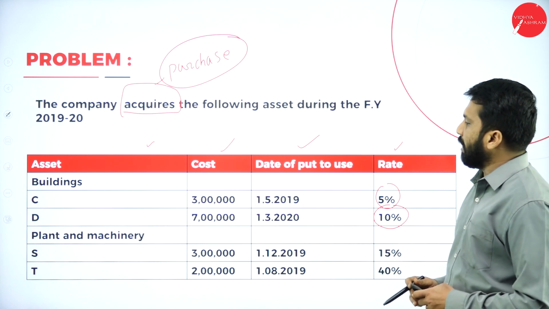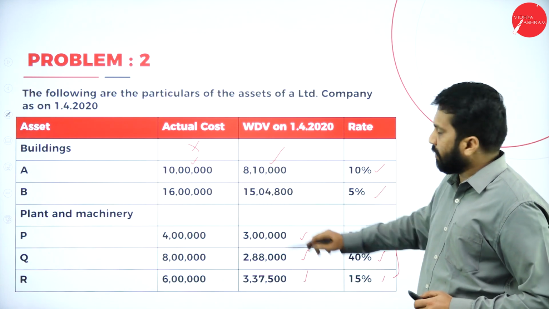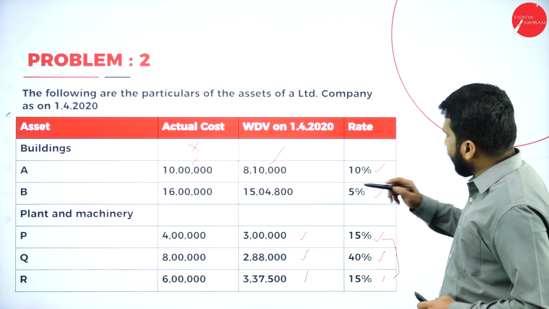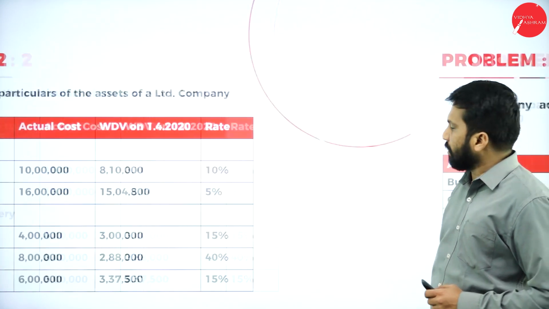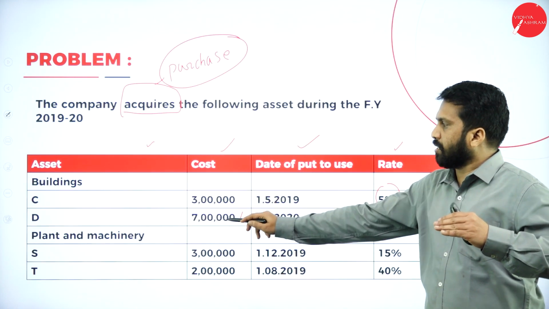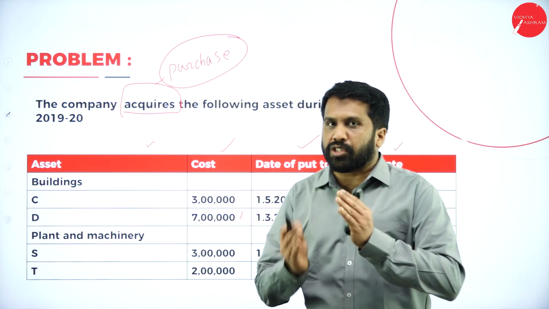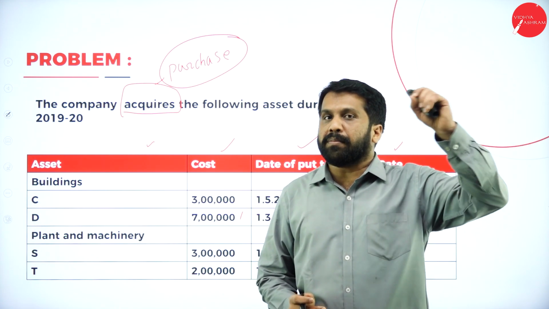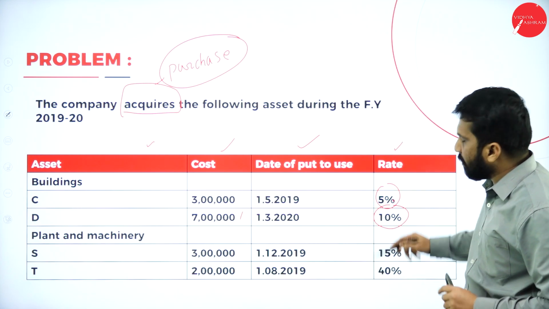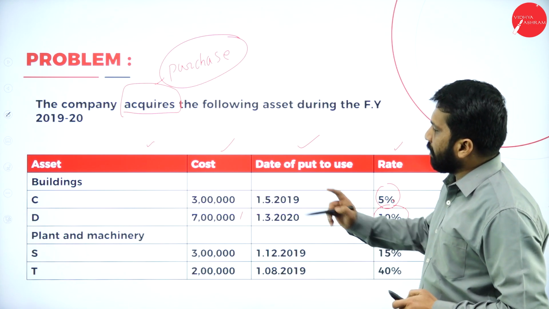What to do? I'll go back. For 5%, you have 15,04,800. Add this 3 lakh. And for 10%, you have 8,10,000. Add this 7 lakh. According to percentage, you have to categorize. Opening balance of 5% building, purchase of 5% building, sale of 5% building. Hope you are clear. Yes, building is over.